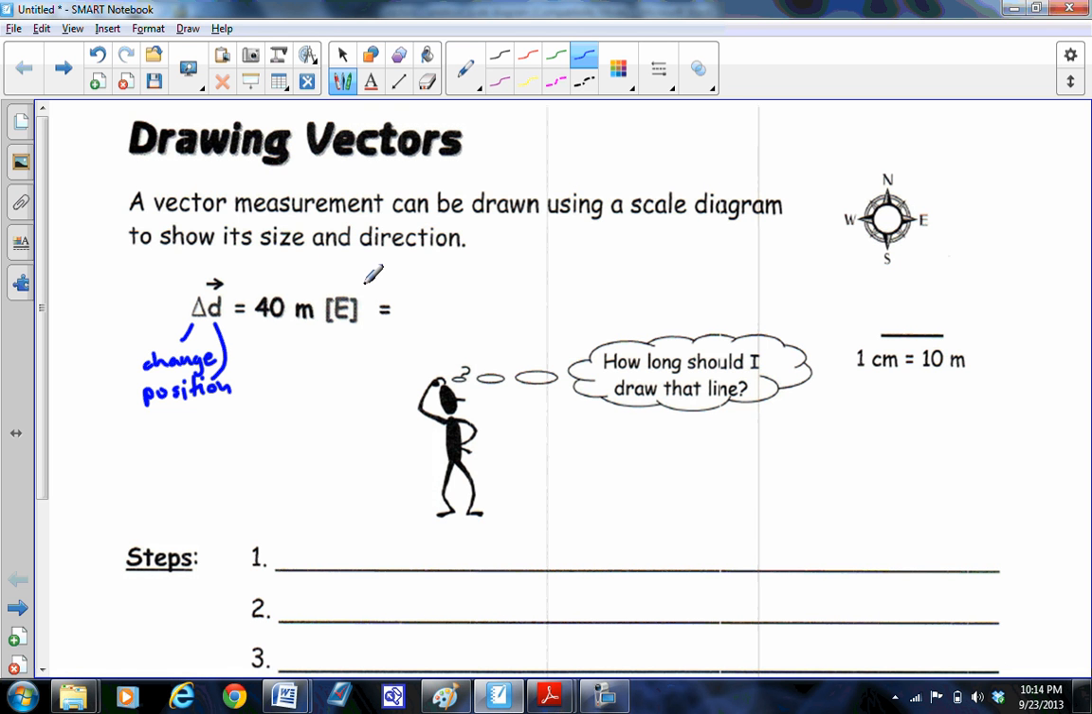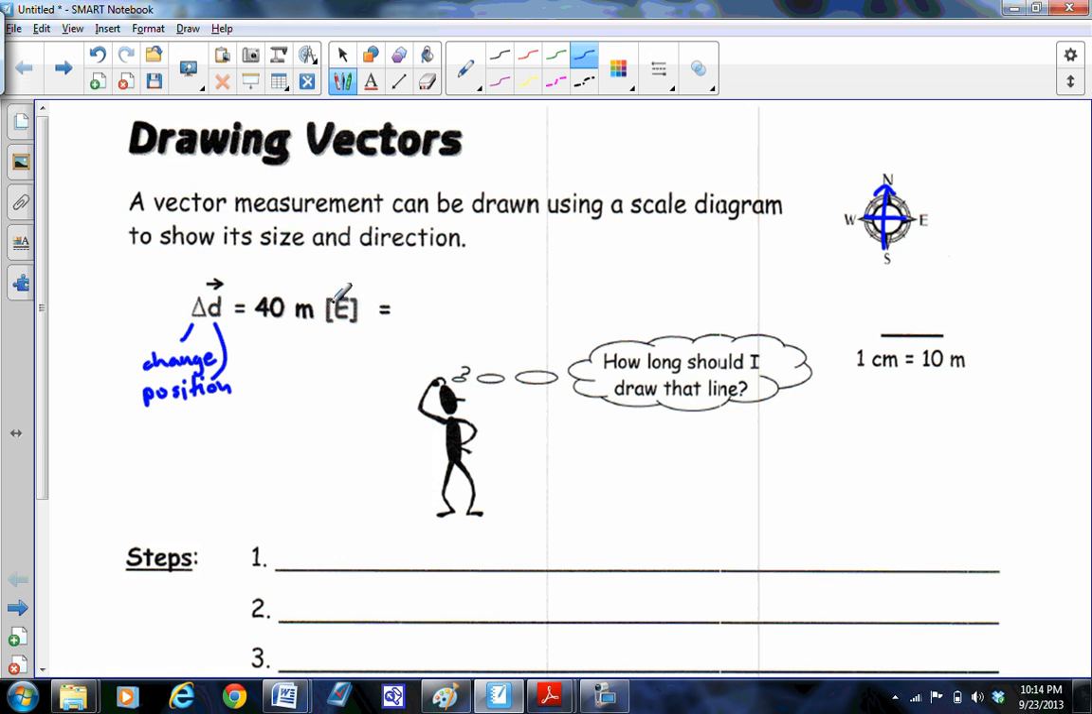So here's what you do. You draw a little compass point. That's the first thing you do. So draw my little compass point. There we go, north, east, south, west. I'm going to pick a good scale. Now, I've got this really big number here. It's 40 meters. I've got to put that on my page.